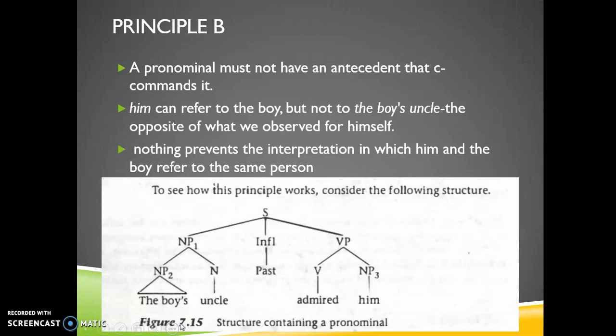That's Principle A. But Principle B: a pronominal must not have an antecedent that c-commands it. So him can refer to the boy, but not to the boy's uncle. Not necessarily to the boy's uncle. The opposite of what we observe for himself. Okay? Nothing prevents an interpretation in which him and the boy refer to the same person. It cannot be necessarily the same person. So this is the interpretation of pronouns.